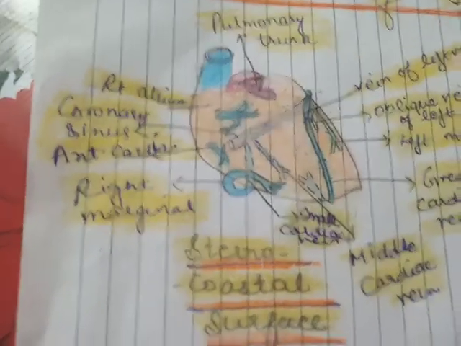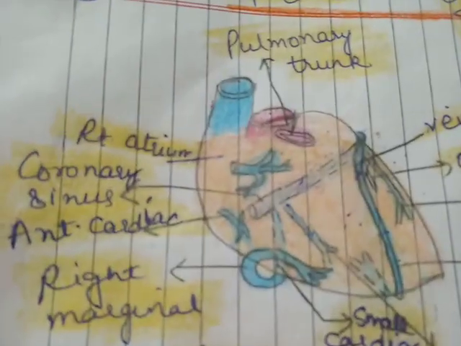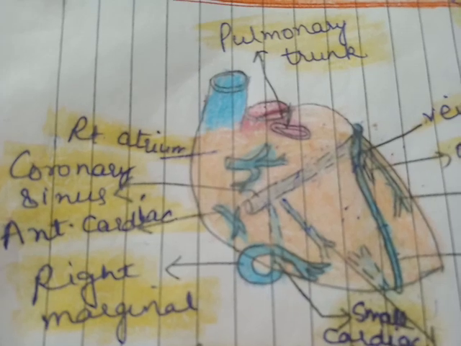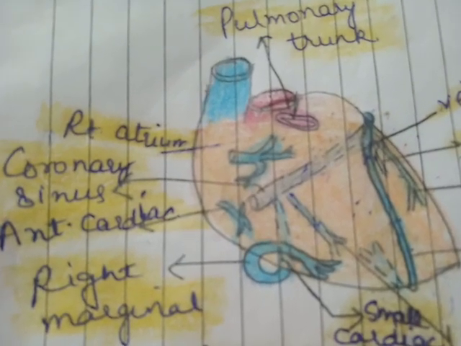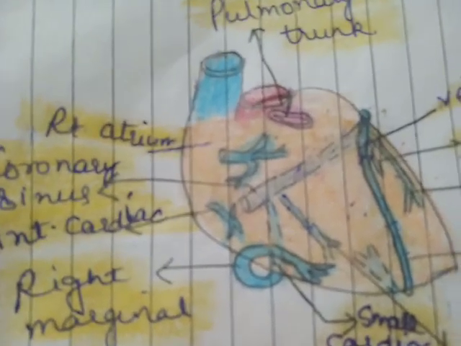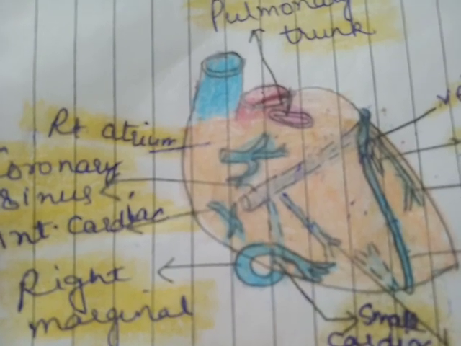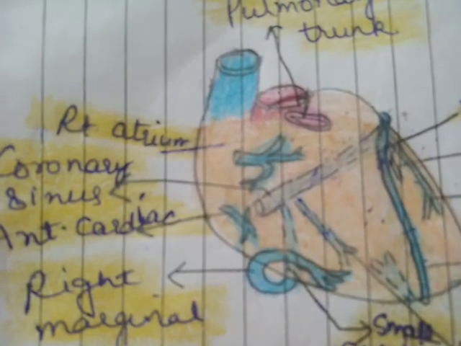Now I will show you the different tributaries of the coronary sinus. Number one is the great cardiac vein, then the middle cardiac vein, then the small cardiac vein, the posterior vein of the left ventricle, the oblique vein of the left atrium of Marshall, and the right marginal vein. Let's discuss one by one.